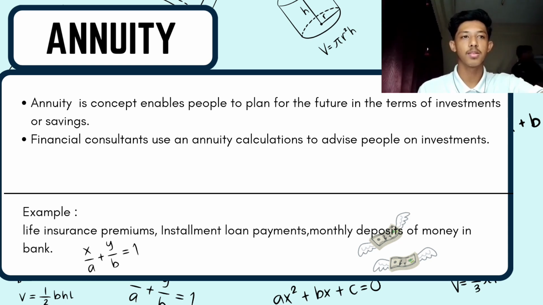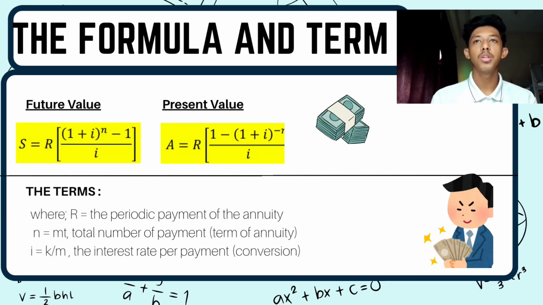Next, the formula and terms of annuity. First is future value and the second is present value. The formula of future value is S equal to R bracket 1 plus i to the power of n minus 1 divided by i. The formula of present value is A equal to R bracket 1 minus bracket 1 plus i to the power of negative n divided by i. The terms are R equal to the periodic payment of the annuity, n equal to mt, the total number of payments, and i equal to r over m, the interest rate per payment.